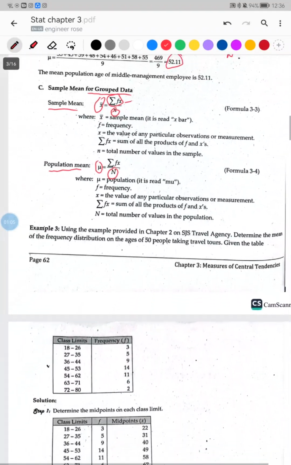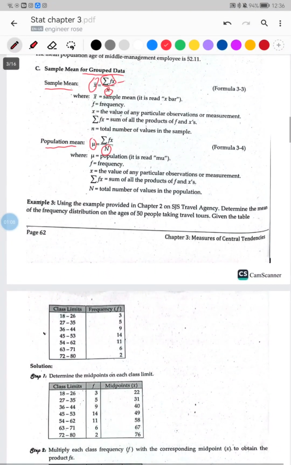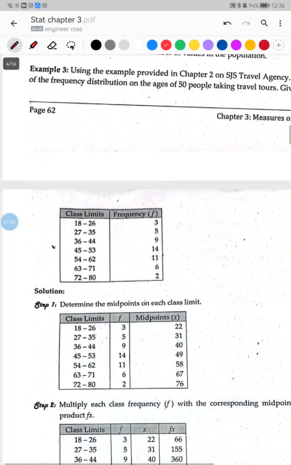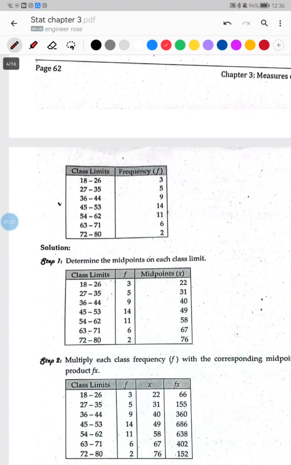So, let's go to the example. Example number 3, using the sample provided in chapter 2, on SGS Travel Agency: determine the mean of the frequency distribution of the ages of 50 people taking travel tours. The class limits and frequencies are given. The frequency is the repeated number within that range of numbers. For example, for 18 to 26, the frequency is 3.